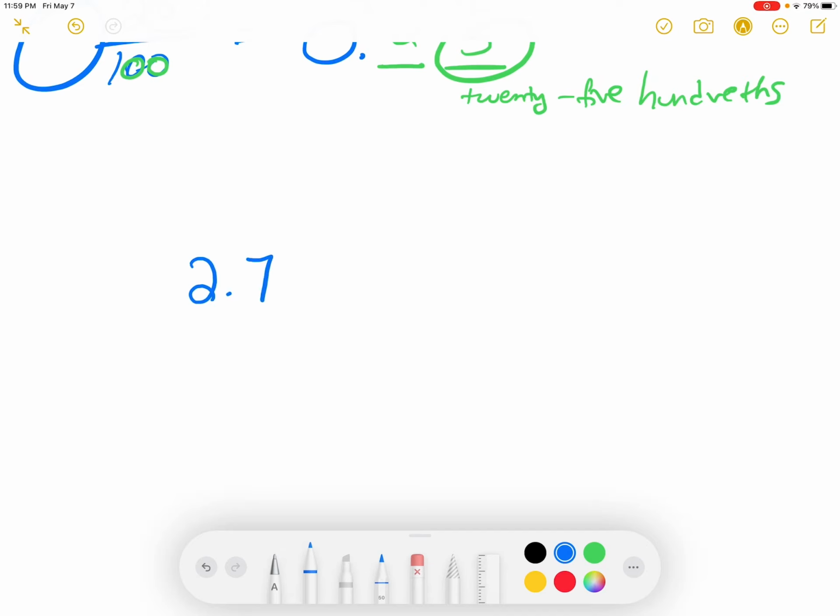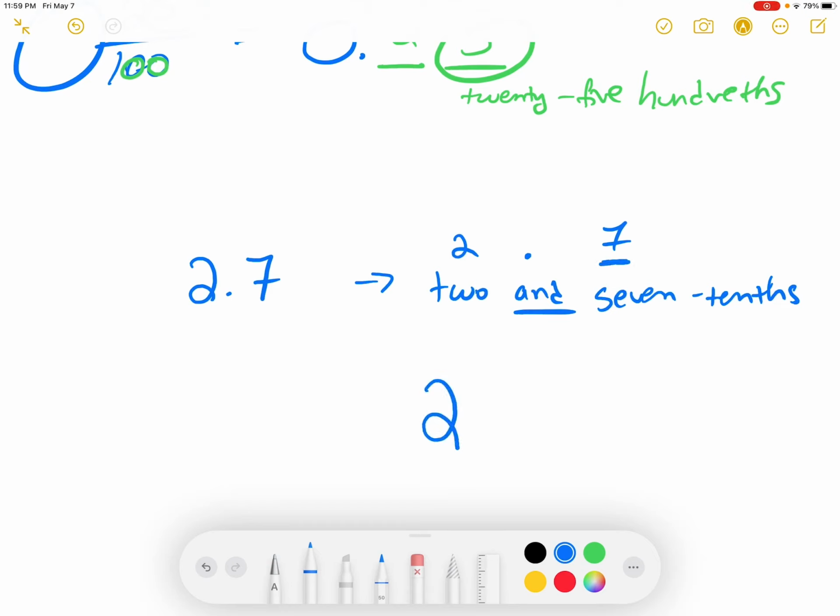Now, let's do one with a whole number. For example, 2.7. The way you say this is literally 2 and, for the decimal, literally 7/10. So that should be a clue as to what the fraction is going to look like. It's going to be 2. This is out of tenths, so you got 10 on the bottom. Then you put the 7 on the top. So it's literally 2 and 7/10.